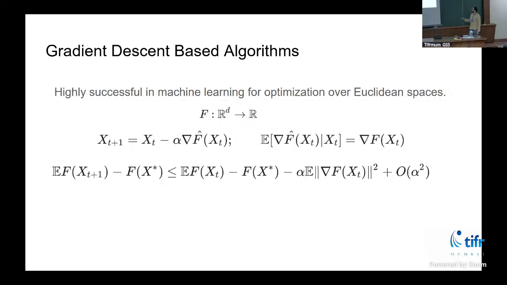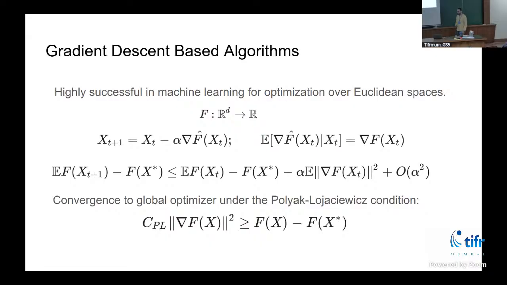And then how do we show its convergence? It's usually through a Taylor series expansion. You assume the Hessian is bounded, and then you ask how far the next iterate is from x star, which is the actual minimizer. It is less than or equal to the previous difference minus the norm of the gradient squared plus O of alpha squared. O of alpha squared is the second order Taylor series term, and you take expectation on both sides and obtain such an expression, and it converges to the global optimizer under the Polyak-Lojasiewicz condition.